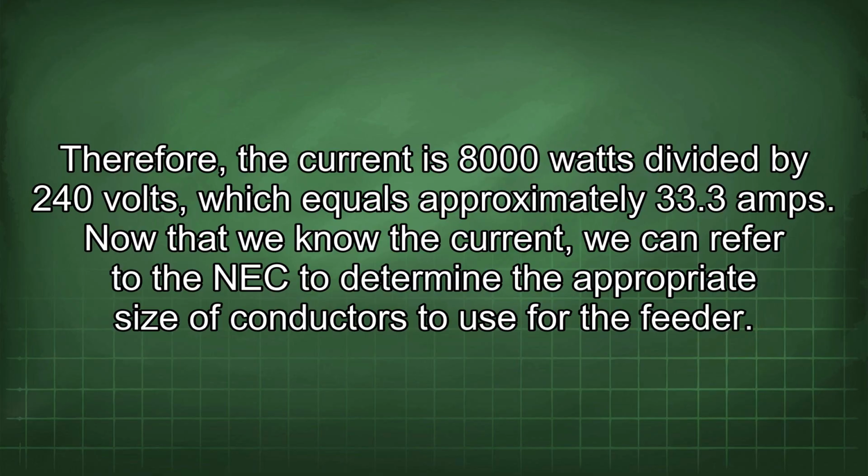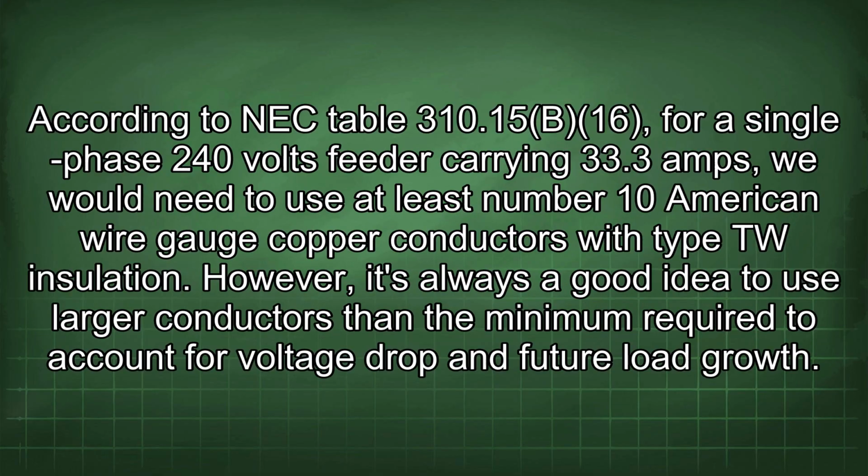Now that we know the current, we can refer to the NEC to determine the appropriate size of conductors to use for the feeder. According to NEC Table 310.15(B)(16), for a single-phase 240 volts feeder carrying 33.3 amps, we would need to use at least number 10 American wire gauge copper conductors with type TW insulation.